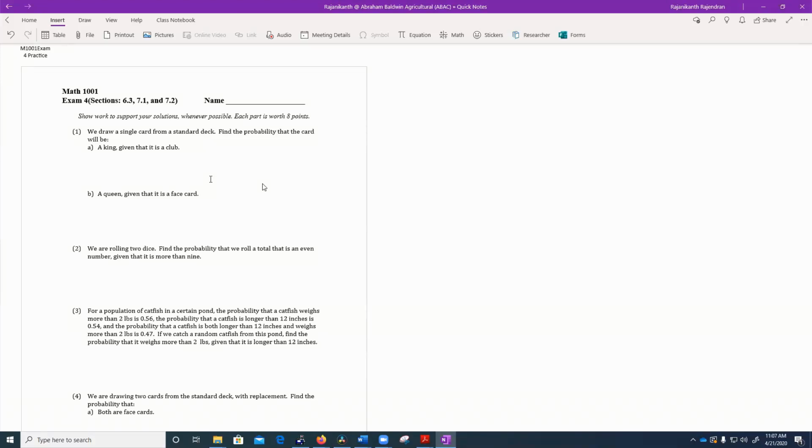About the conditional probability. We draw a single card from a standard deck. Find the probability that the card will be a king, given that it is a club. That means, recall, I'm using the conditional probability of an event F given E, which is given in terms of the number of outcomes formula, or you could use the probability of the intersection of events, either one.